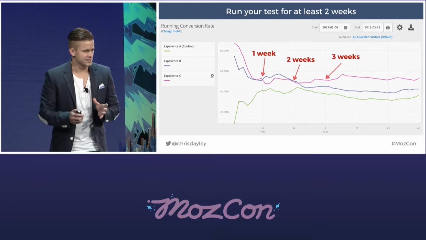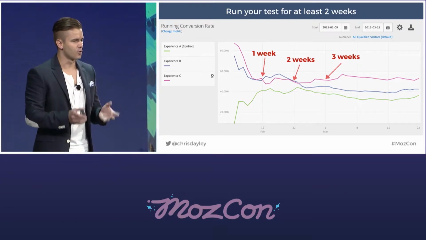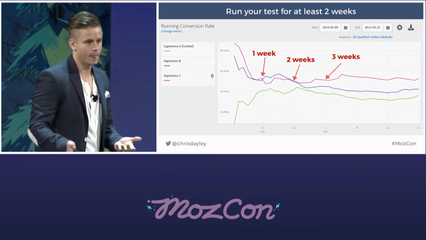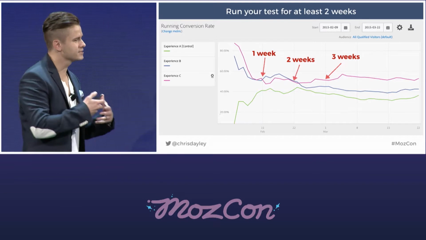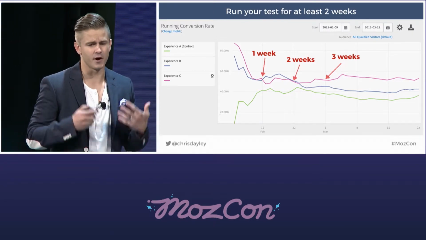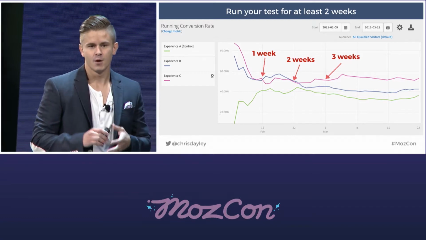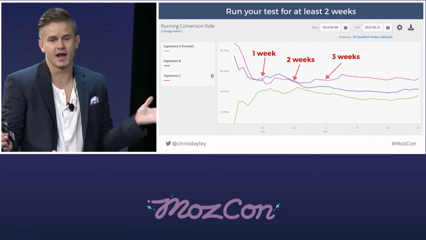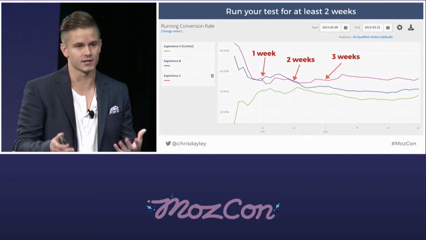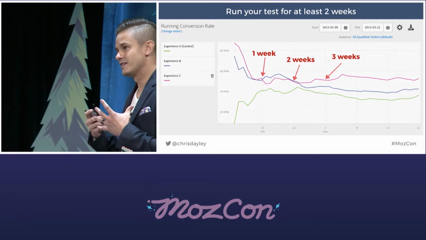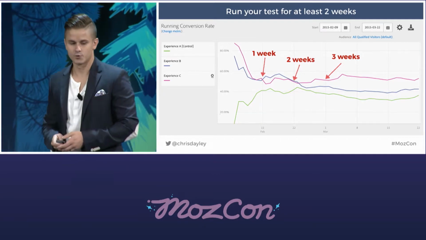But if we had called the test at this point, we would have called the wrong winner. Because into the 3rd week, experience C, the true winner, pulled ahead. And then once the data leveled off and normalized, we found that experience C was by far the winner. But you need to give your test long enough for that erratic behavior to end and let your test normalize. And usually at least 2 weeks is required for that.